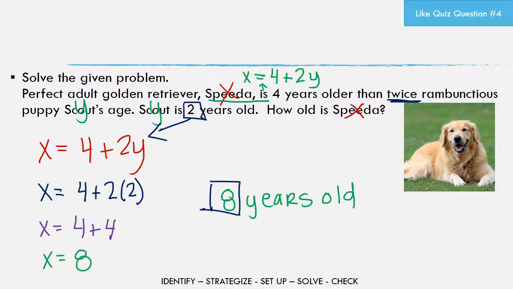So now let's think about it. Let's go back to the original problem and see, does this make sense? If Speeda is 8 years old, Speeda is 4 years older than twice Scout's age. So if Scout is 2, we multiply that by 2, because it's twice, and we get 4, and then add 4 to get Speeda's age. So 4 plus 4 gives us 8. So therefore, it looks like we're good. We checked it. Speeda is 8 years old.